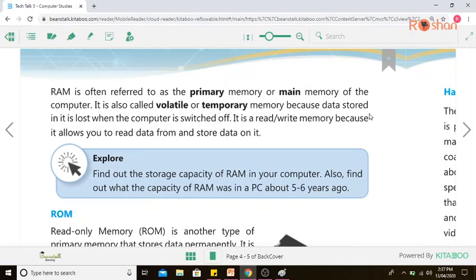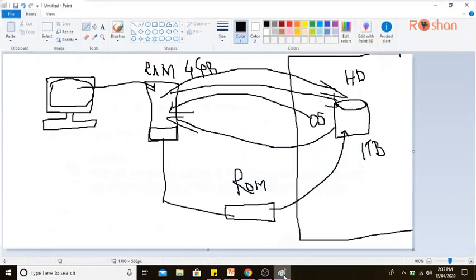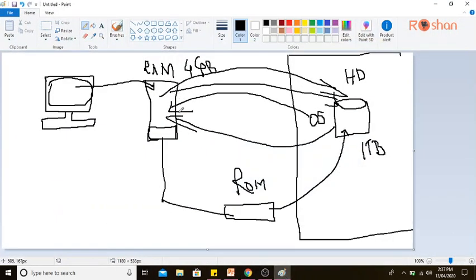RAM is referred to as the primary memory or main memory. It is also called volatile memory, or we can say temporary memory. Once we are using a computer, I'll show you this diagram, and suddenly the power goes off. Power off means my computer is off, current is not coming. In that situation, the data is erased from the RAM.